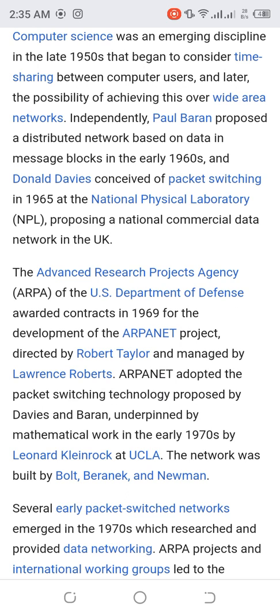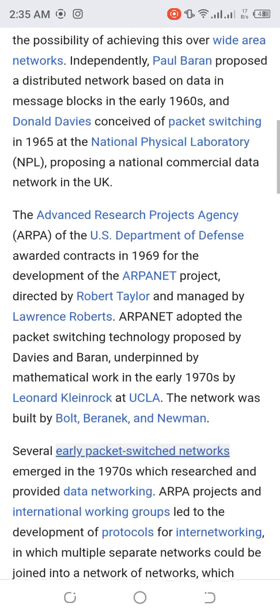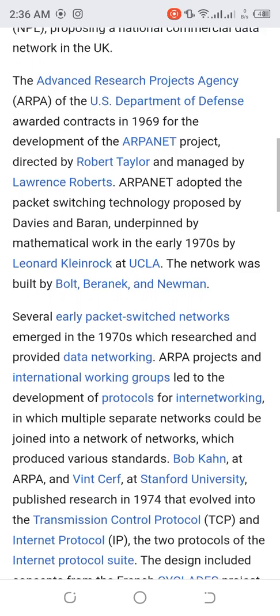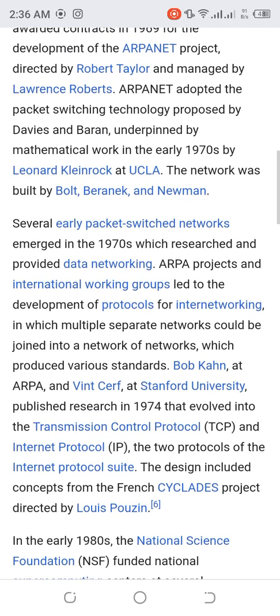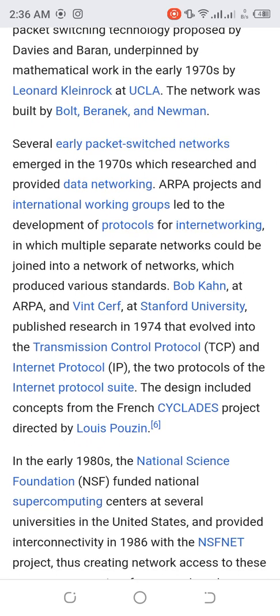The Advanced Research Projects Agency of the US Department of Defense awarded contracts in 1969 for the development of the ARPANET project, directed by Robert Taylor and managed by Lawrence Roberts. ARPANET adopted the packet switching technology proposed by Davies and Baran, underpinned by mathematical work in the early 1970s by Leonard Kleinrock at UCLA. The network was built by Bolt, Beranek, and Newman.